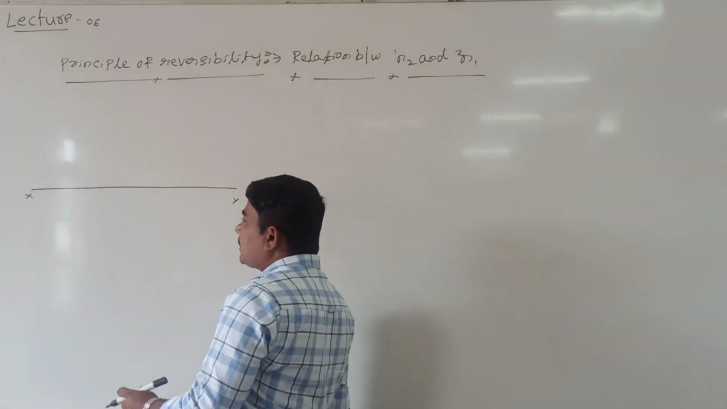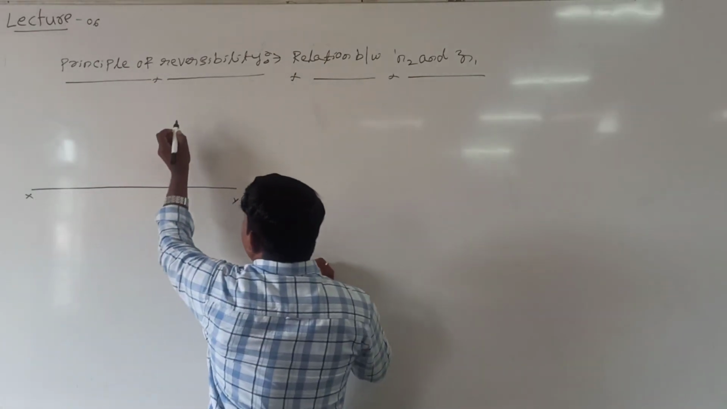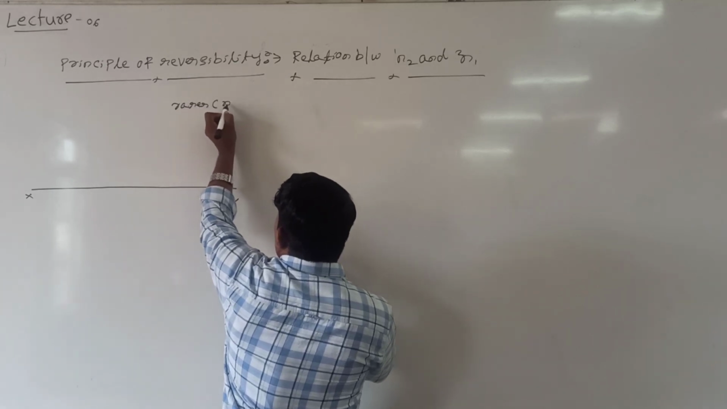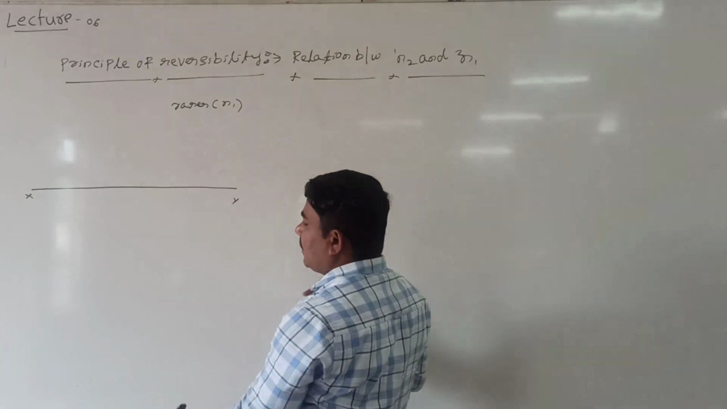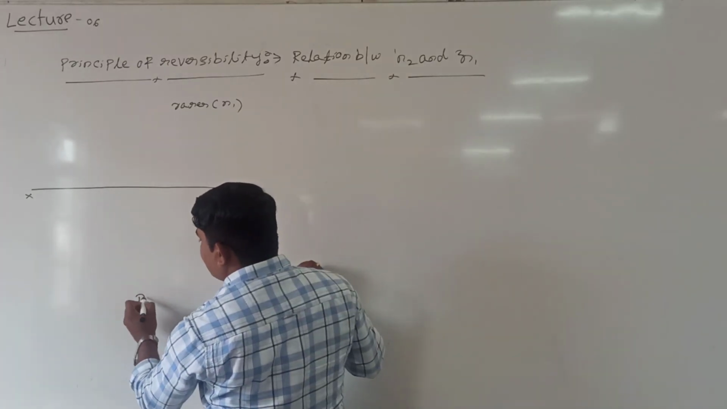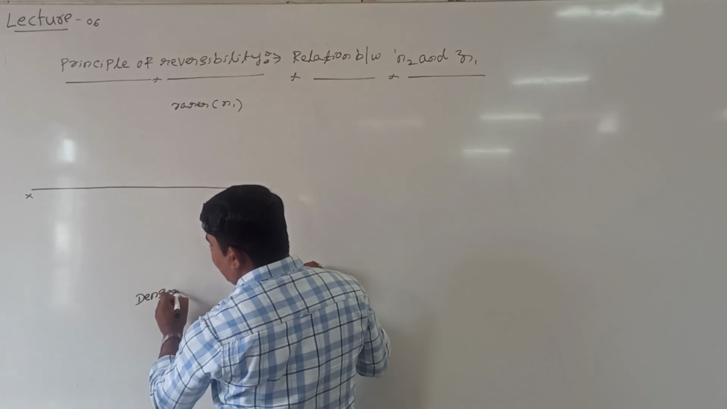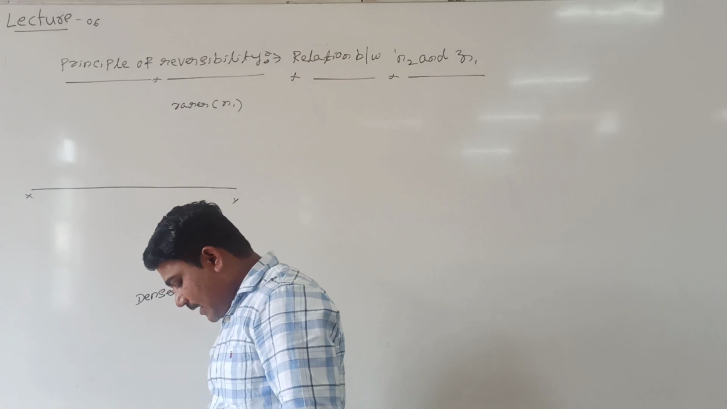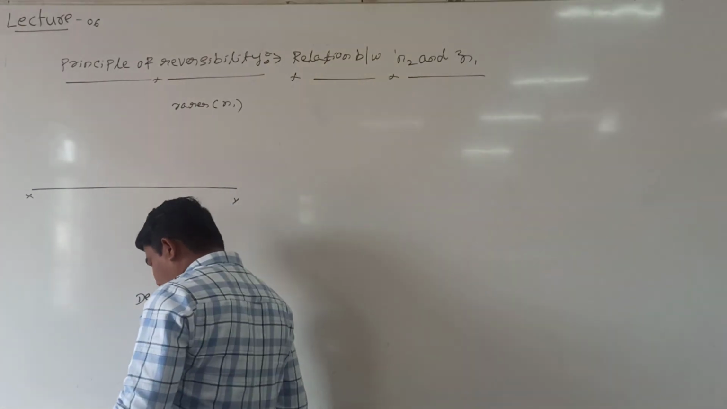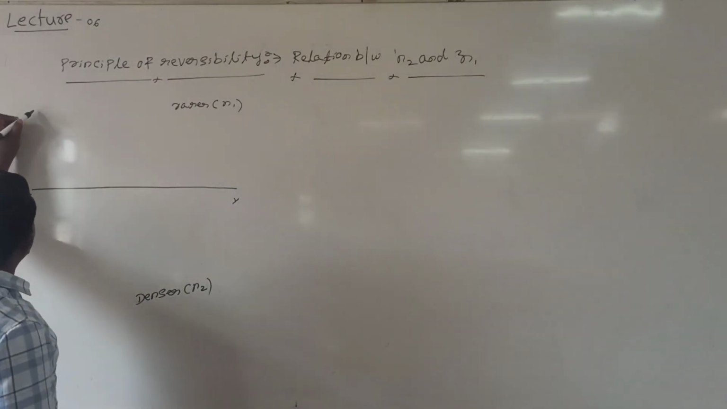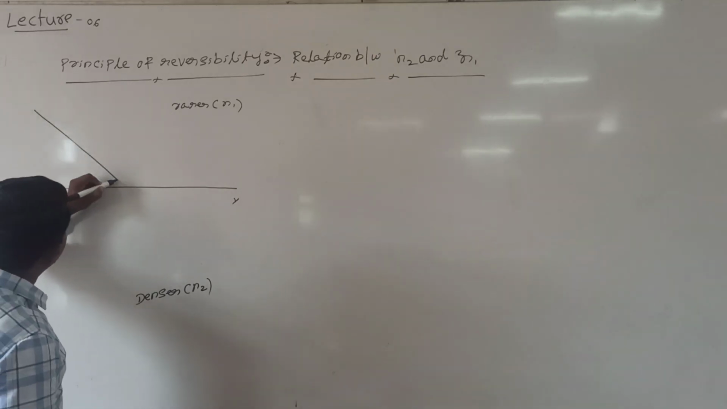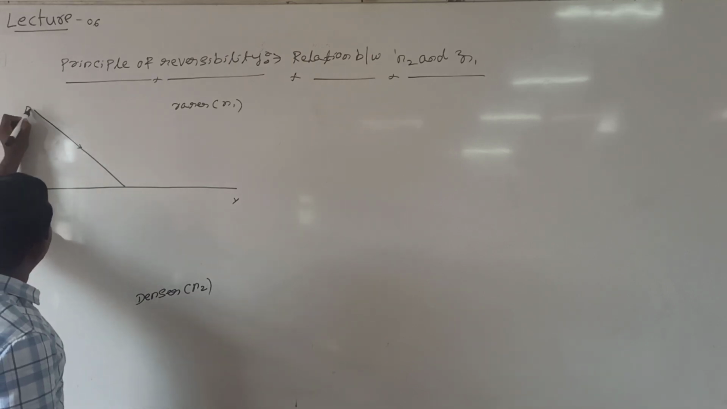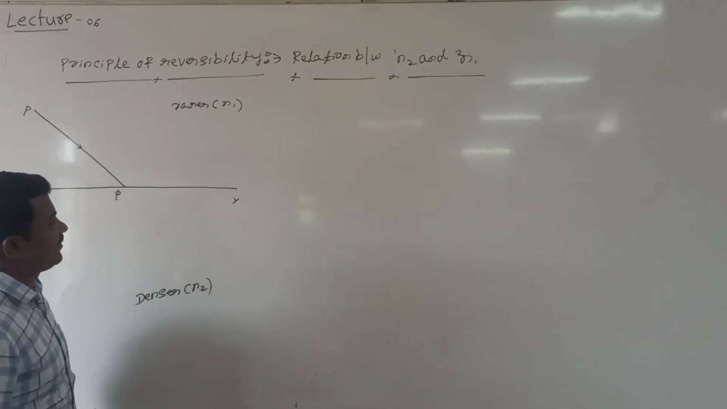Now let us take a ray of light incident. This medium is the rarer medium, its refractive index is N1. Now I can call this the denser medium, its refractive index is N2. Now let us take a ray of light incident here. This is one ray of light incident at this point. Say PQ is the ray of light incident at point Q.